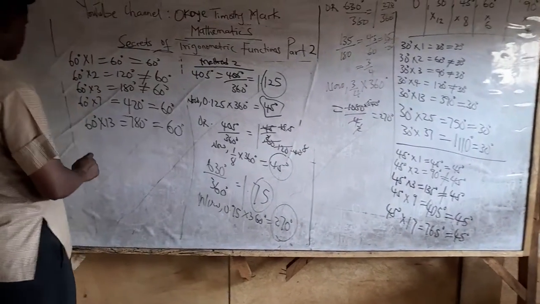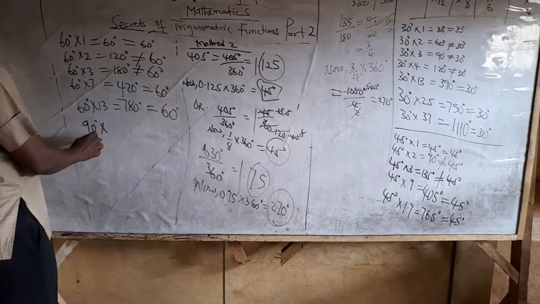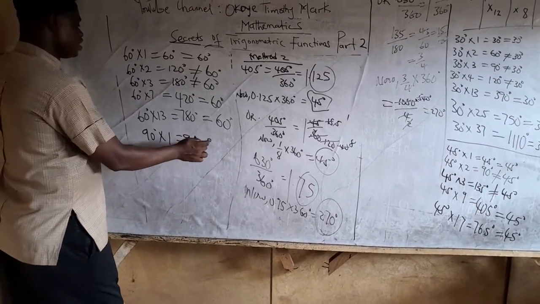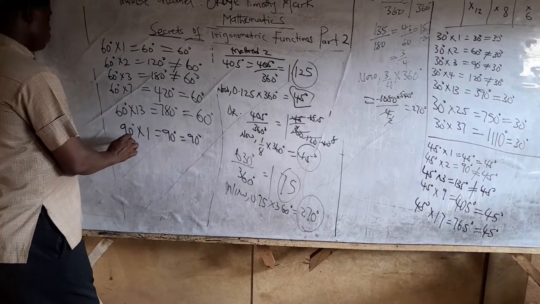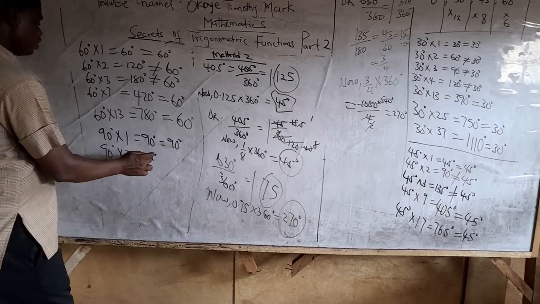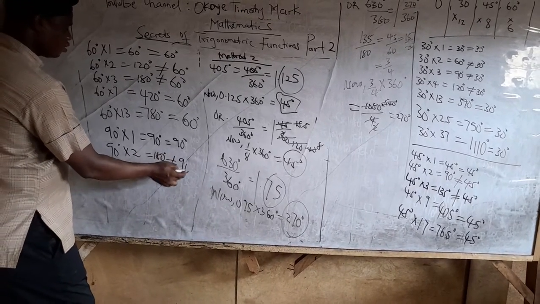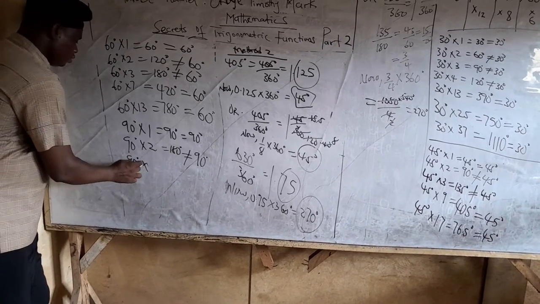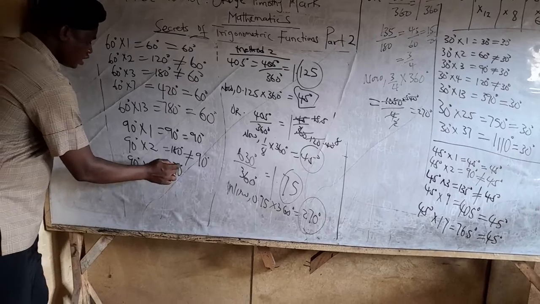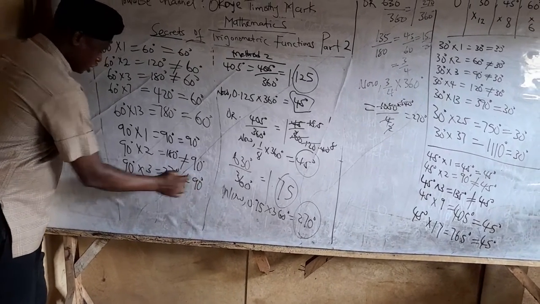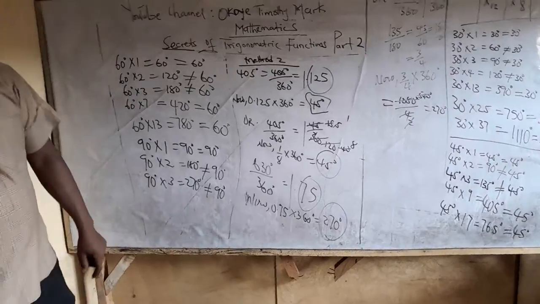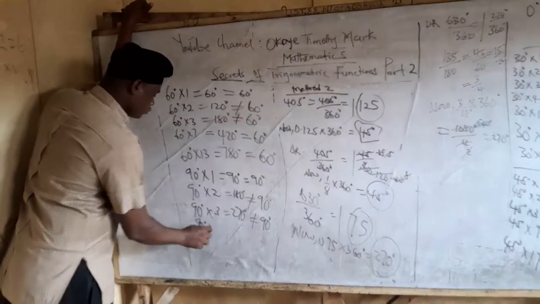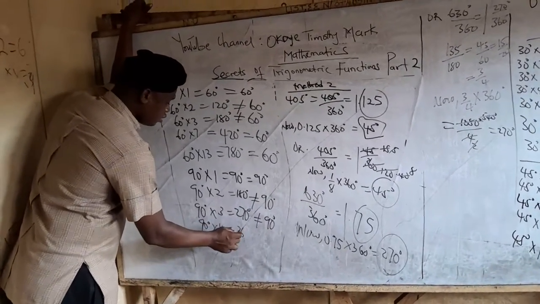Let me look at 90 degrees. 90 degrees will be repeated in 4 intervals. So 90 times 1 is 90 degrees, exactly 90 degrees. 90 degrees times 2 is 180 degrees, which is not exactly 90 degrees. The values and the signs are not the same. 90 degrees times 3 is 270 degrees, which is not exactly 90 degrees, because the signs will change here. Now 90 degrees times 4 is 360 degrees, which is not exactly 90 degrees.